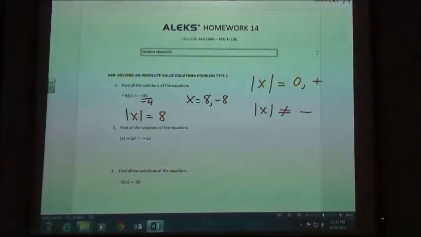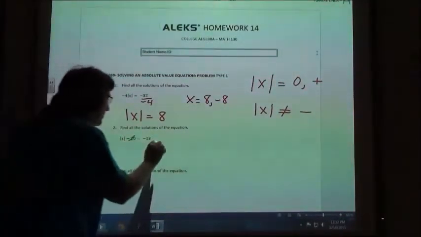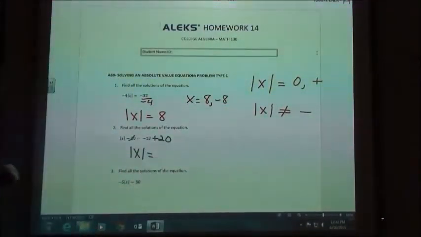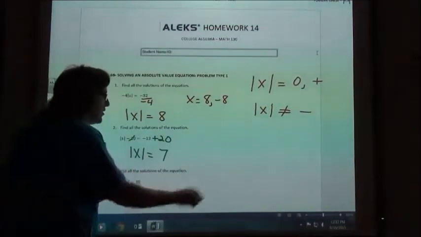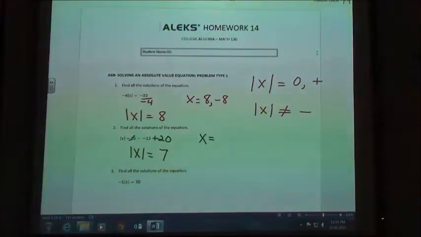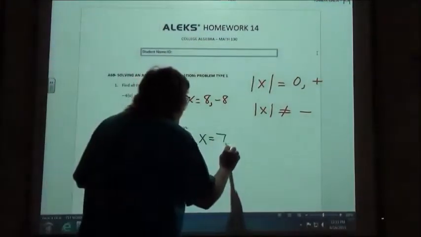So on number 2, if I want to get the absolute value by itself, the first thing I'm going to do is add the 20. And so the absolute value of x would equal 7. So what values are 7 places from 0 on the number line? Both 7 and -7.